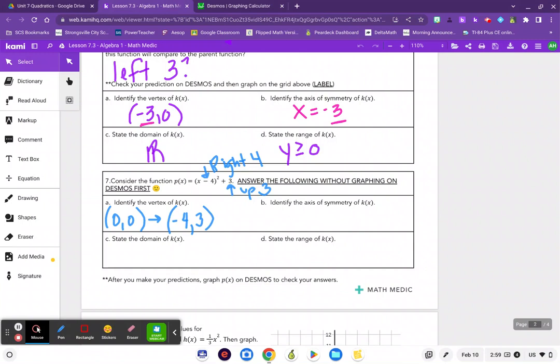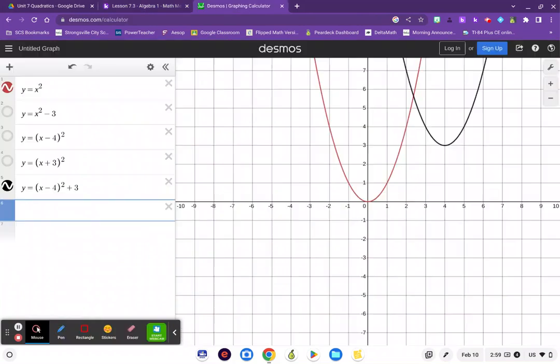I said I'm going to go right 4, but if I go to the right 4, this should be a positive 4. See what happened there? It's not going to be the sign that's given inside those parentheses. Good thing I checked. So we have to be careful. If I'm moving right 4, I'm going to be at a positive 4. And I'm moving up 3, I'm going to be at a positive 3. So it's always good to check on Desmos to make sure that you are having the correct answer. All right. From here, I should be able to answer the rest of the questions.